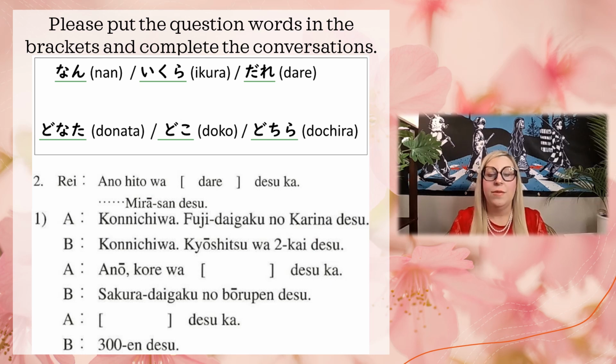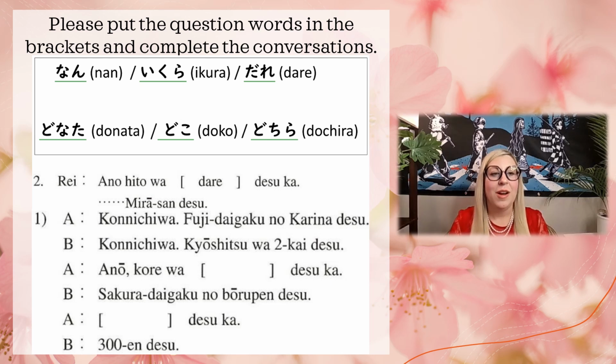So that can make it confusing, just remembering that dare is who and donata is who, but in a more polite equivalent to the word. Doko is where, and dochira is also where in a more polite version. Dochira can also mean which way.